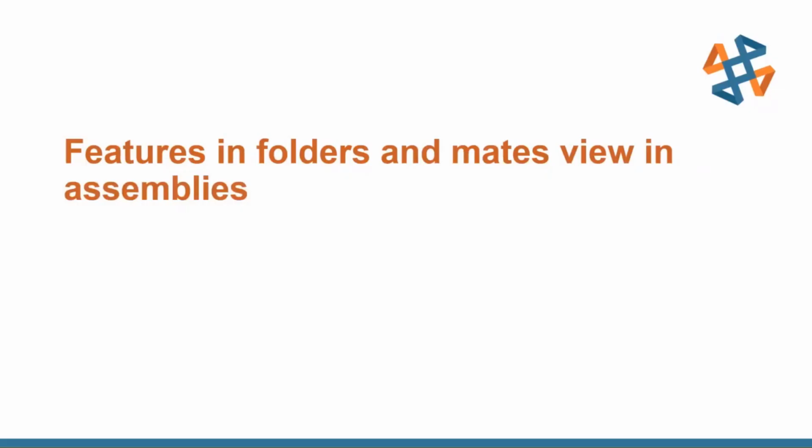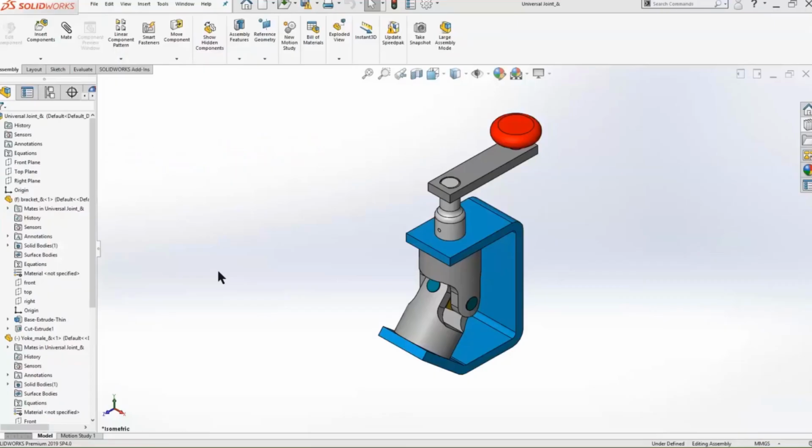And then let's switch gears a little bit and talk about assembly commands. So, grouping features in folders and the mates to view in assembly. This is maybe a little bit hard to understand, so let's just jump over and take a look at this.